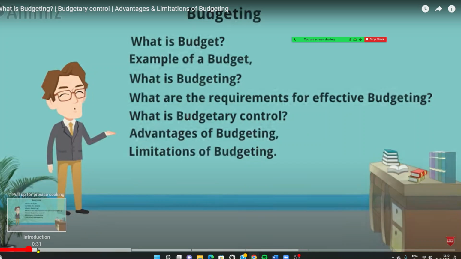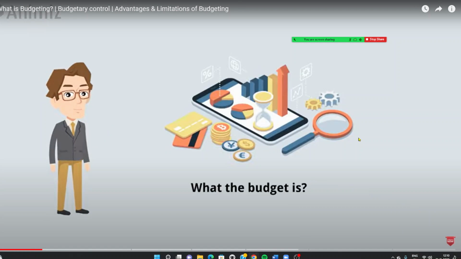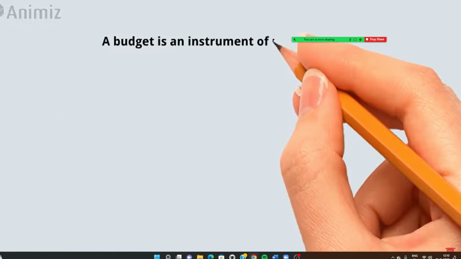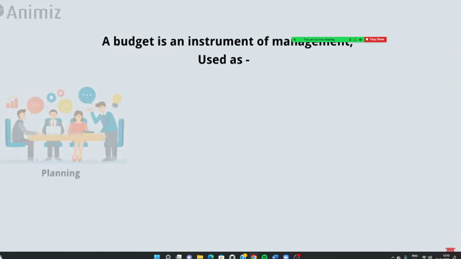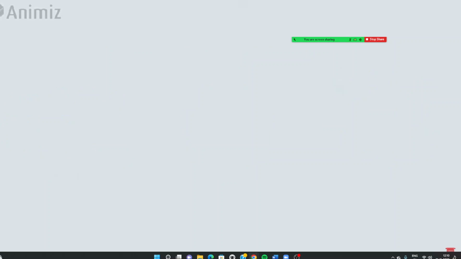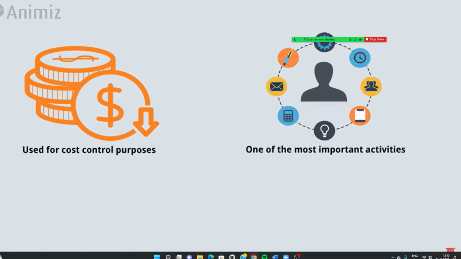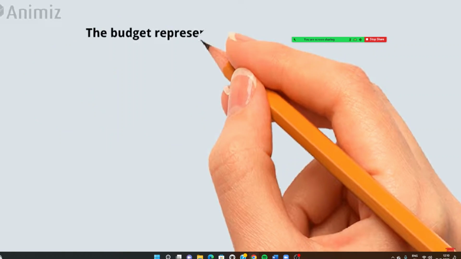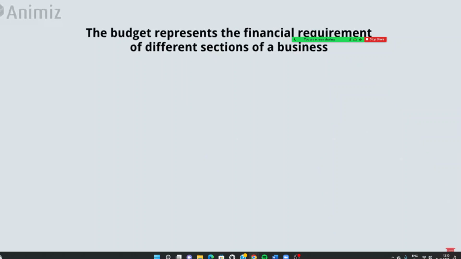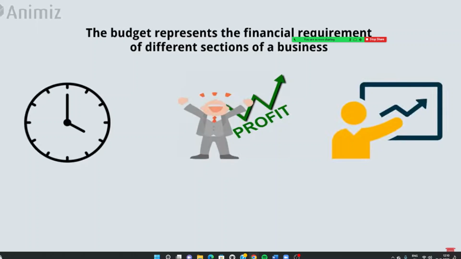Advantages of budgeting. Before going into the budgeting, we must know what the budget is. A budget is an instrument of management used as an aid in planning, programming and control of business activity. A budget is used for cost control purposes, and it is one of the most important activities employed by management. The budget represents the financial requirement of different sections of a business during a period, to achieve an estimated profit based upon a given volume of sales.